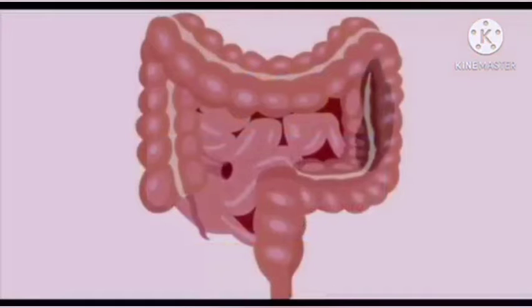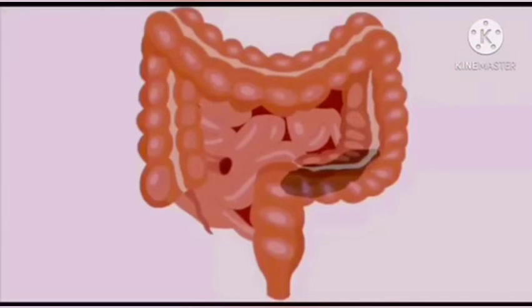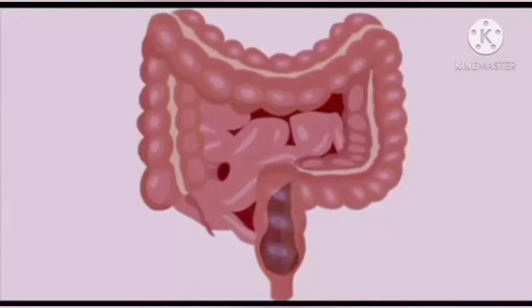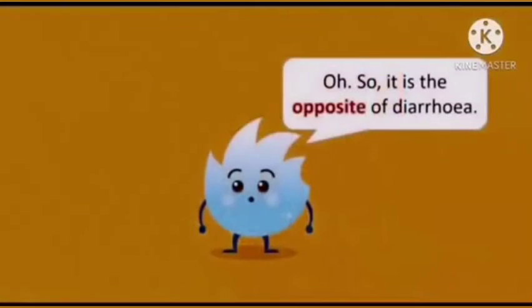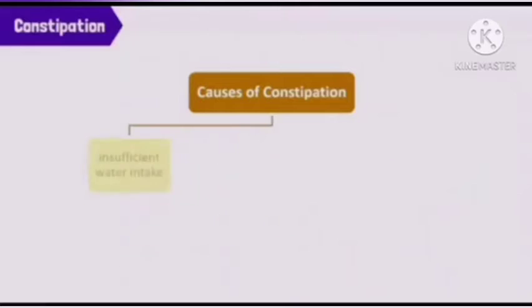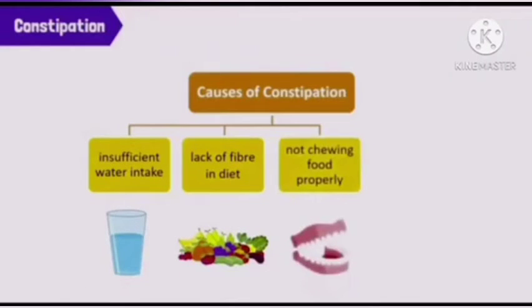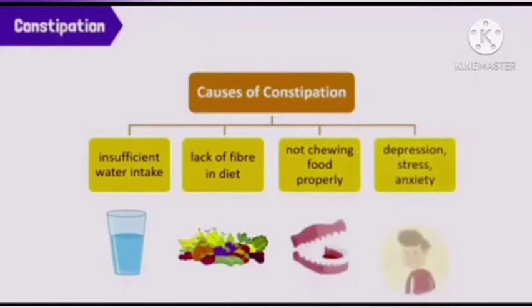Constipation is a condition in which a person finds it difficult to pass hard feces out of the body. It occurs when waste or stools move too slowly through the digestive tract. More water and salt are absorbed from the stools, causing them to become hard and dry. Oh, so it is the opposite of diarrhea. What causes constipation? Insufficient water intake, lack of fiber in diet, not chewing food properly, depression, stress, and anxiety.